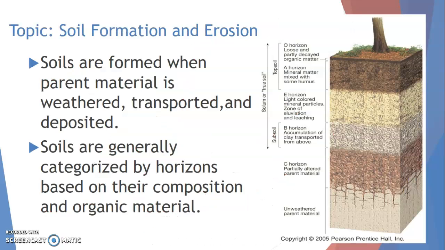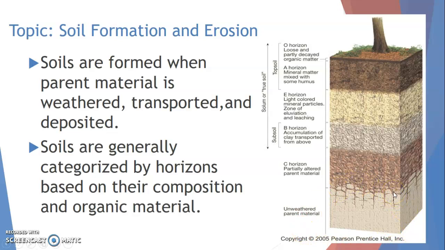Okay, so the second thing we're going to review today, the second and last thing, is going to be soil formation and erosion. So soils are formed when parent material is weathered. So weathered just means broken down, transported, and then deposited. Soils are generally categorized by horizons based on their composition and organic material. So remember, when we're looking at soil, there are different horizons of soil. So at the very bottom here, we've got our unweathered parent material. Okay, so this is going to be basically your bedrock.